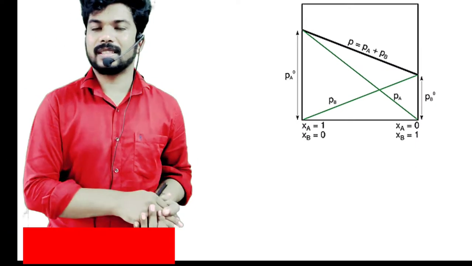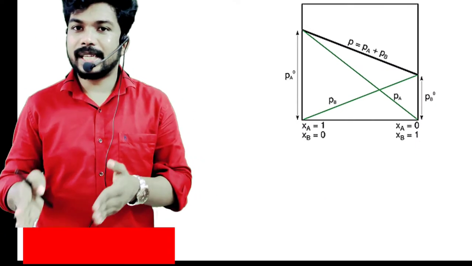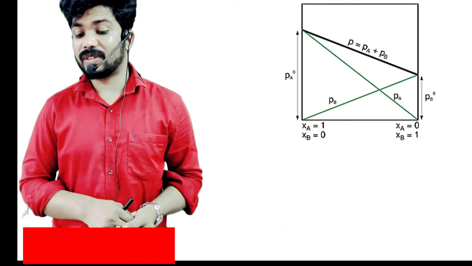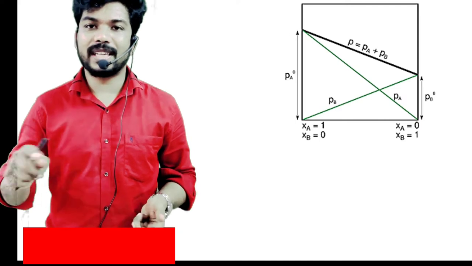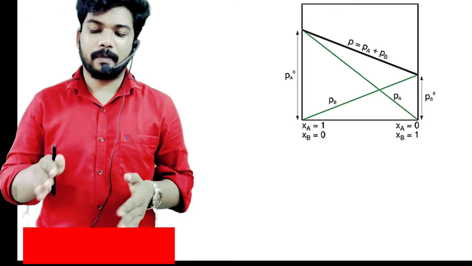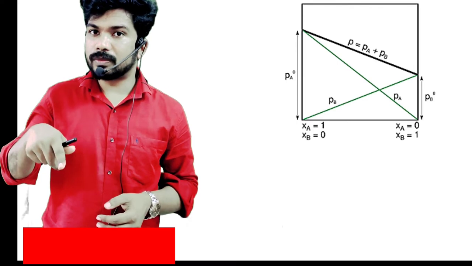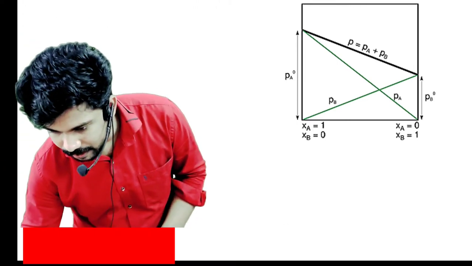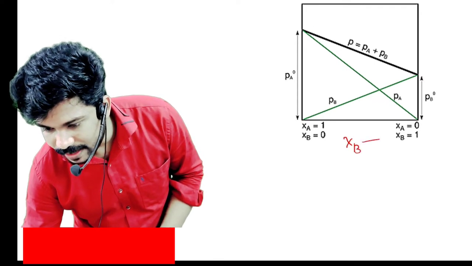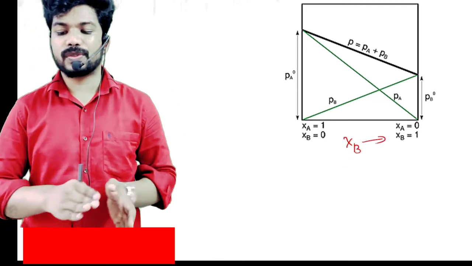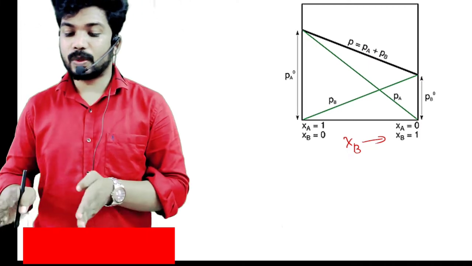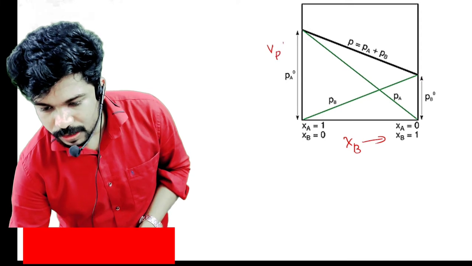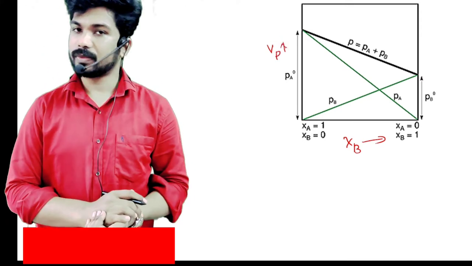And the graph is here. The graph of the ideal solution is represented here. You can see on the left side, the mole fraction of solvent is 1 and the mole fraction of solute is 0. If we go to the right-hand side of the x-axis, the mole fraction of solute is increasing. So from left to right, the mole fraction of solute is increasing, and on the y-axis, the partial vapor pressure is also increasing.